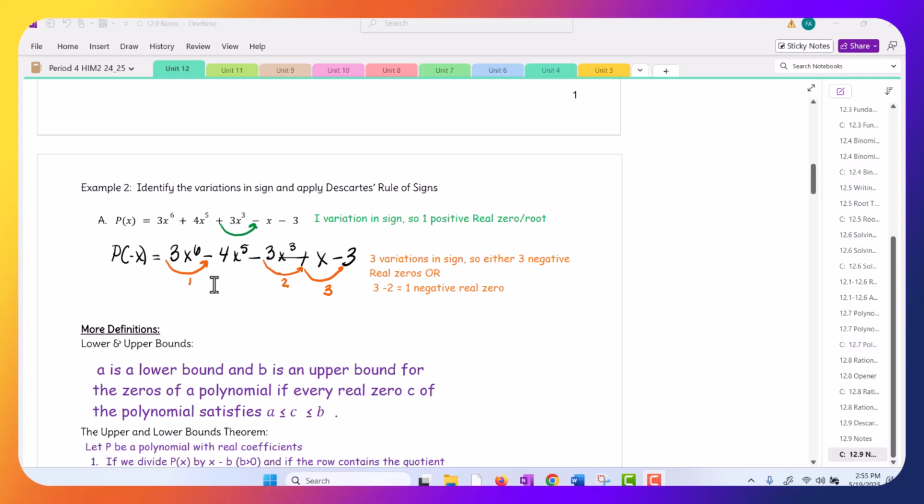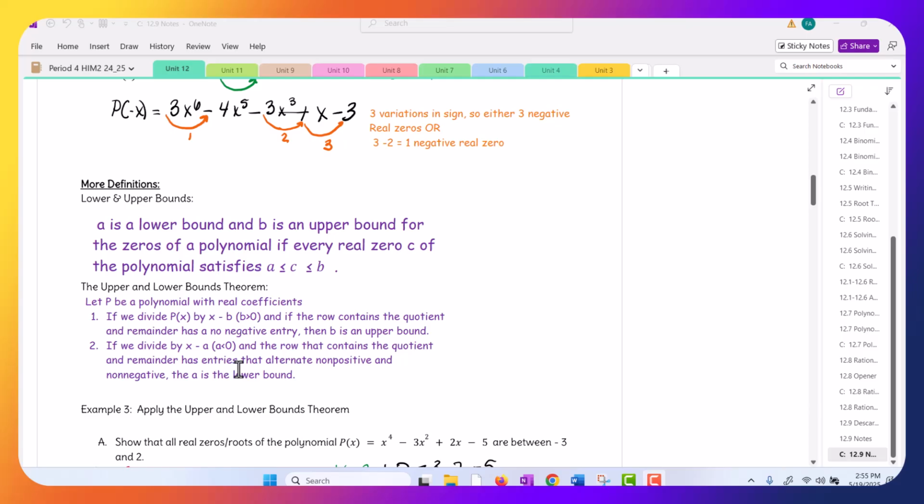So if we look at this example here, we have one variation in sign of p of x, so we have the one positive real root. When I substitute a negative x in there, I have 1, 2, 3 variations of sign. So I either am going to have 3 negative real zeros or 3 minus 2 negative real zeros. And then in total, I could have 1 plus 1 or 2 real zeros, and then I would take the 1 plus the 3 to get a possible 4 real zeros.